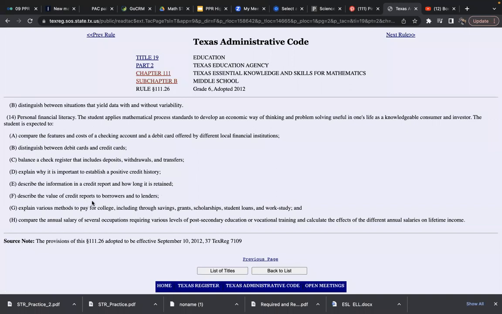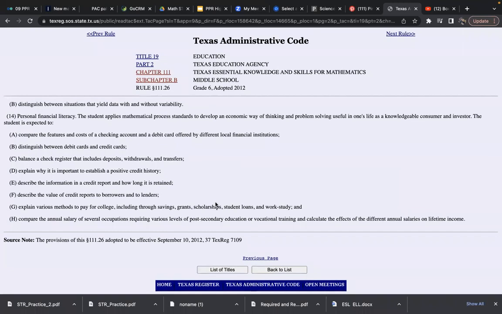Describe the value of credit reports to borrowers and lenders. They have to describe the information in a credit report, which is really cool. This is the personal financial literacy portion of it. Mathematical process standards to develop an economic way of thinking and problem solving in one's own life. So compare the features and costs of a checking account, debit card. I'm glad they're doing this. It's important for them to think about those things, because I don't think it was thought of enough back when I went to school.